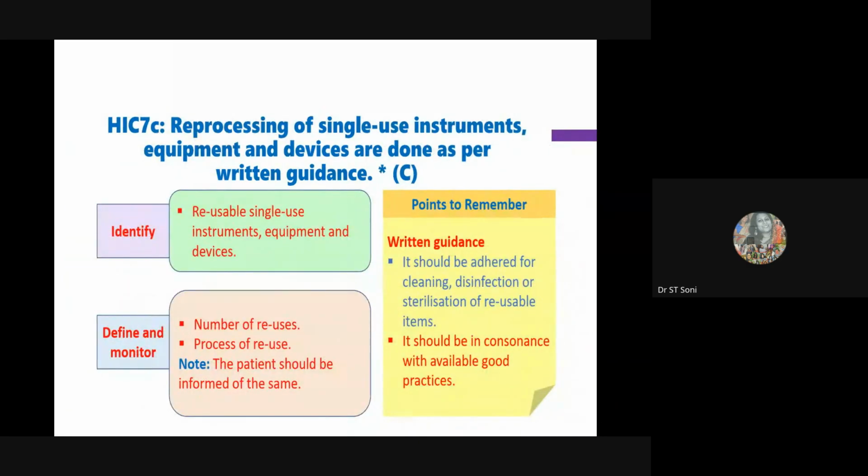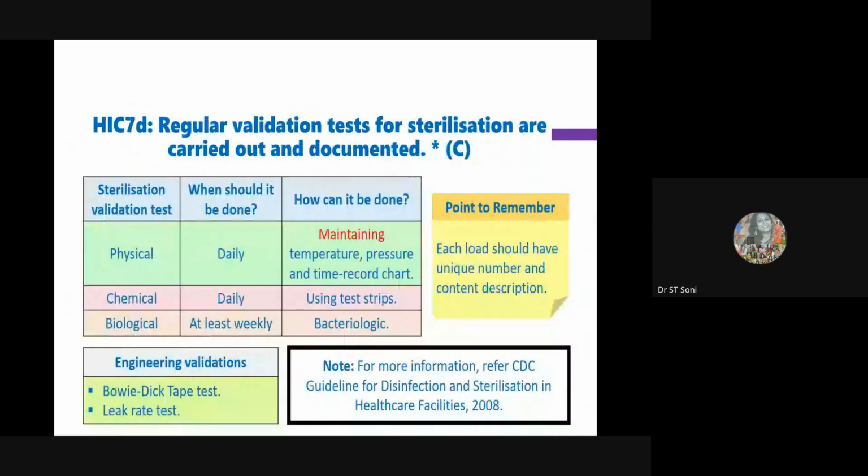And reuse: we are not a very rich country, so single use devices are many a time reused. So there are guidelines on how many times you will be reusing it, and how you will be monitoring the process of the reuse. All of these need to be laid down in the manual. And then the validation of your CSSD sterilization process. Physical validation means temperature, pressure, and time record chart, which has to be daily.